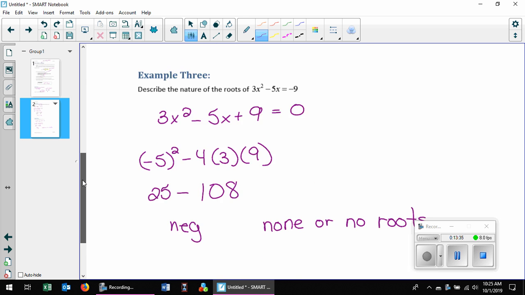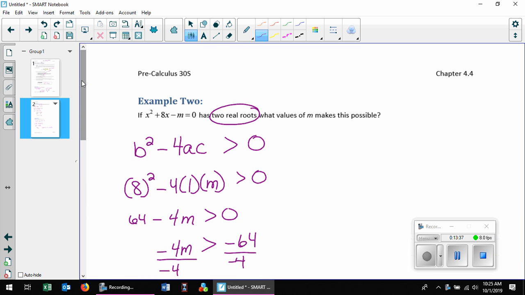Now, can I go back up to this question for a second? What if this question asked, same equation, but instead of having 2 real roots, now it says no roots? What would change in how I tackle this?